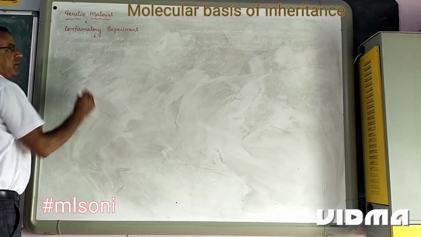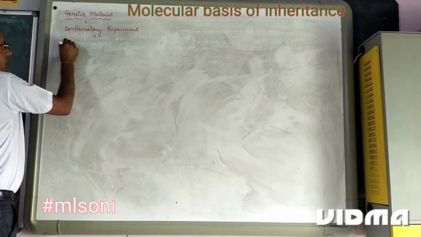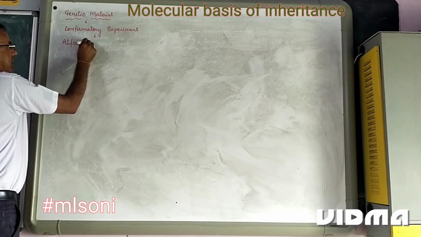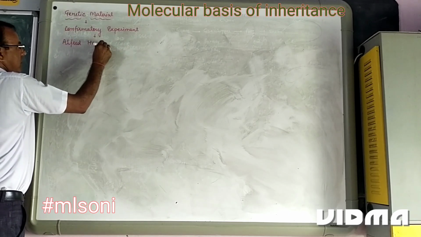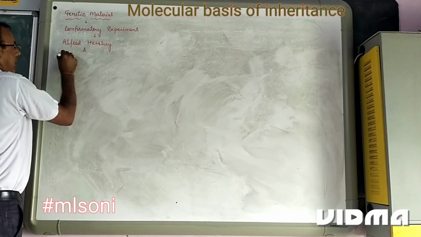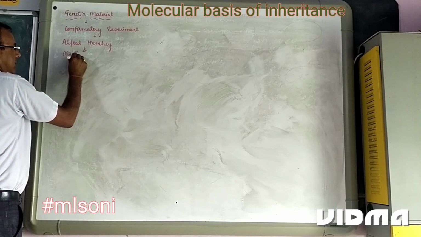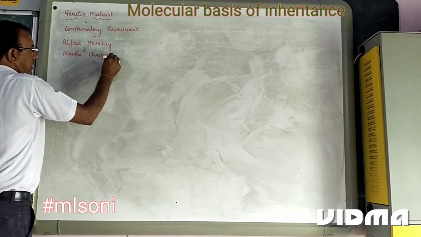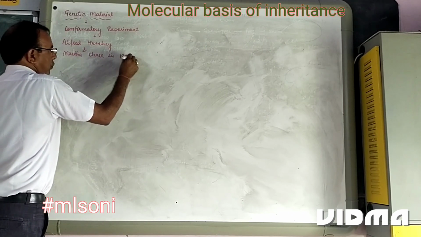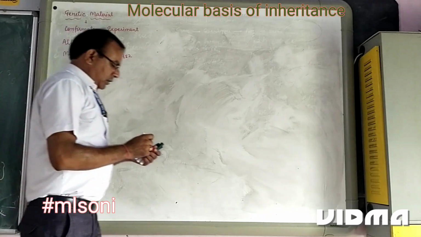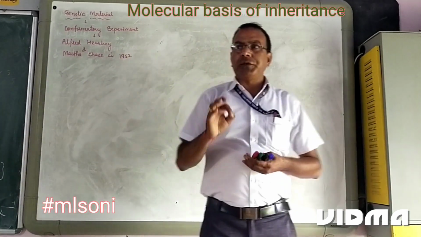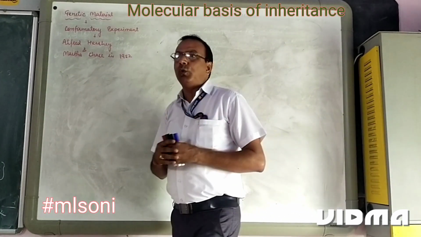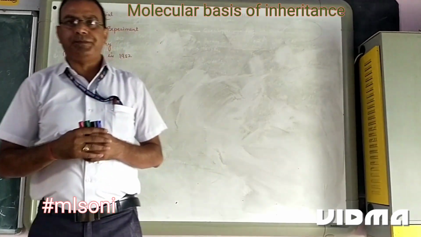This experiment was proposed by Alfred Hershey and Chase in 1952. They tried to show which one is the genetic material. They selected two things.